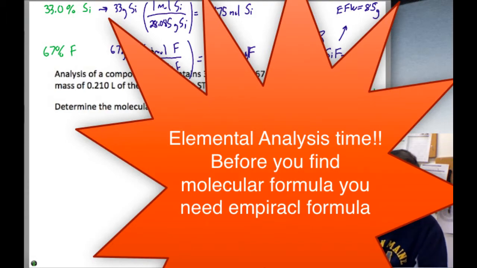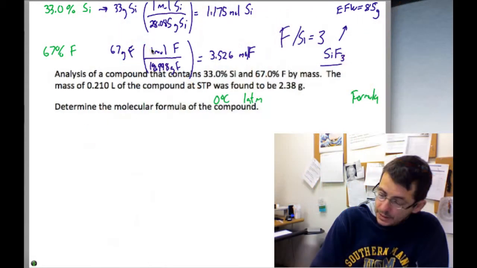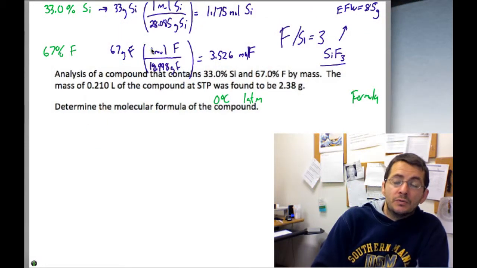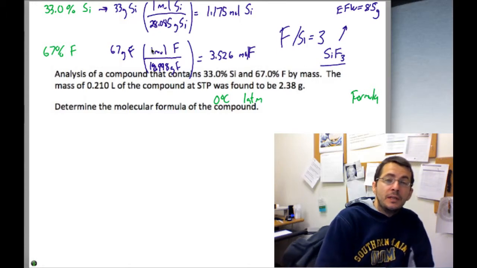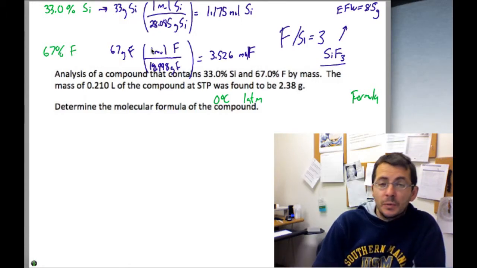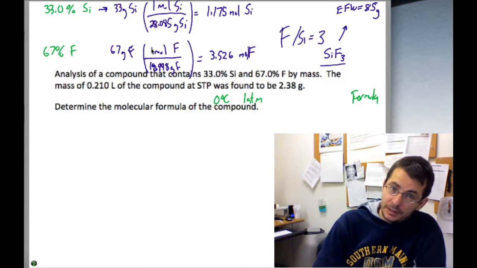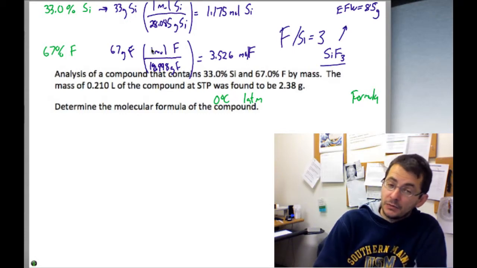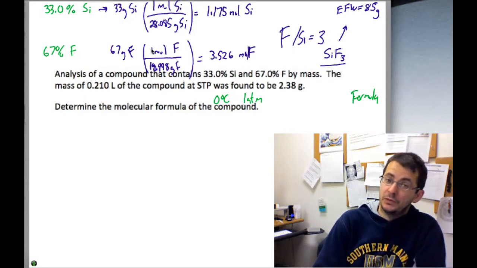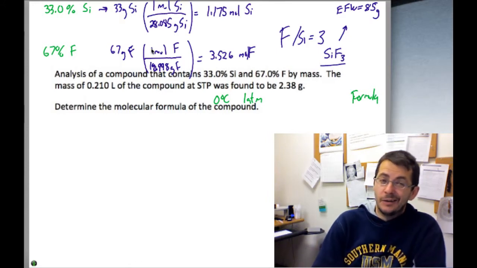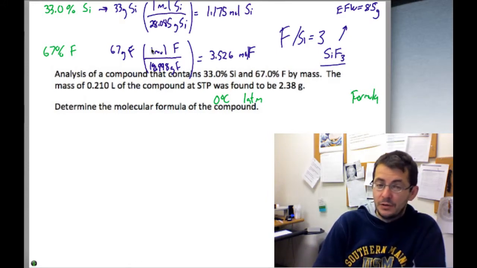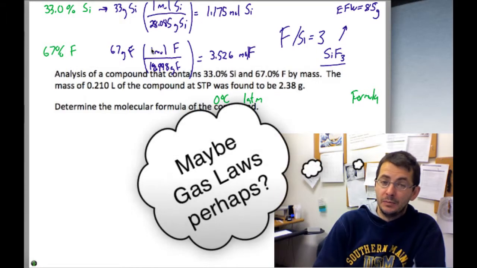So, running through this calculation, we find that an empirical formula of SiF3 was determined. Again, the empirical formula is not the molecular formula. The molecular formula is a whole number multiple of the empirical formula. So the question is, what is that whole number?